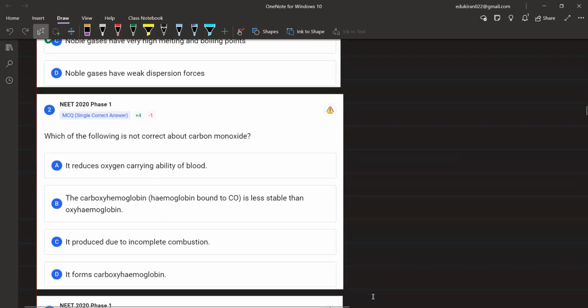Okay NEET students, which of the following is not correct about carbon monoxide?